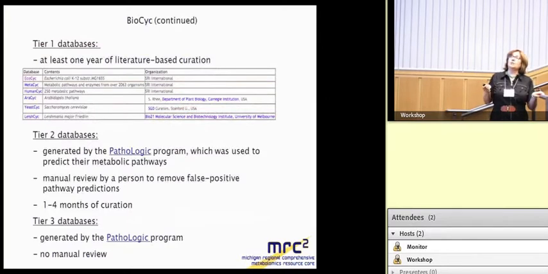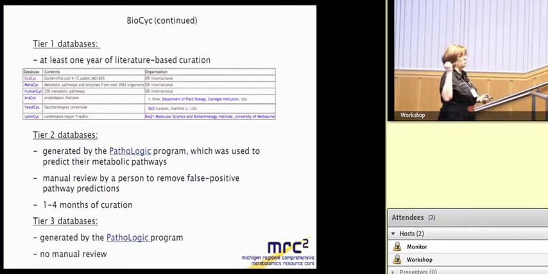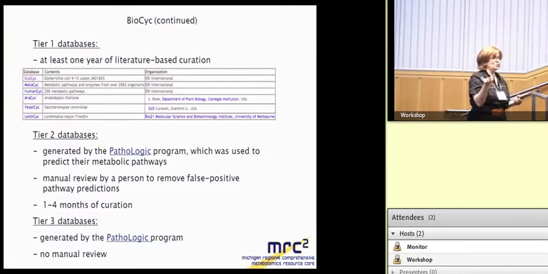What they call tier one databases are highly curated, and a lot of effort has been put into the maintenance and curation of these databases. Then they have a group of databases that are called tier two databases. This group also produced software that they called Pathologic, which is a tool where you can take, for example, a bacterial genome, plug it into this software, and it will spit out a metabolic reconstruction. As with any automated analysis, it is a starting point for building an elaborate database rather than a complete product.